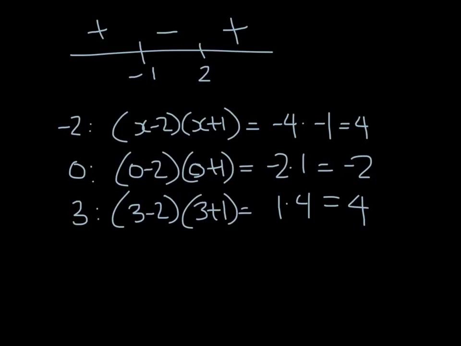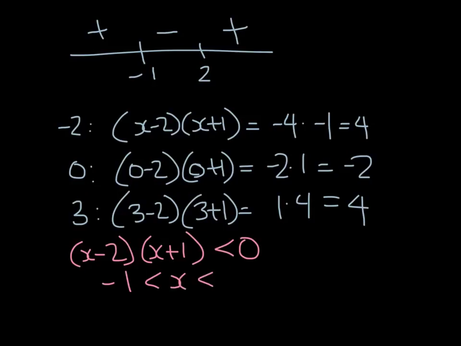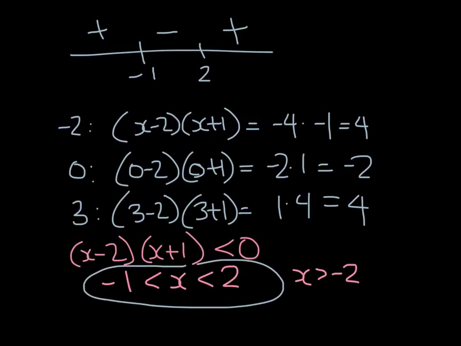So therefore, when we were looking for cases where x minus 2 times x plus 1 is less than 0, we want the range from negative 1 to 2. So that means x is between negative 1 and 2. And then recalling our initial condition was that x has to be greater than negative 2. But if we consider this interval, we see that that already fulfills our first condition, because anything that is greater than negative 1 will naturally be greater than negative 2. So we can just say that this is our final answer.